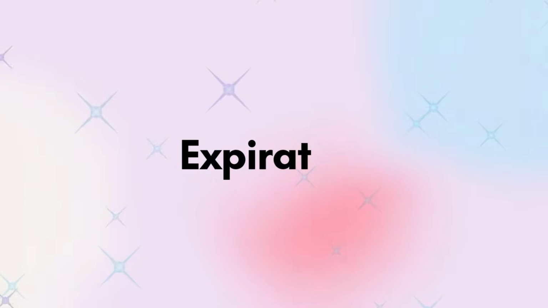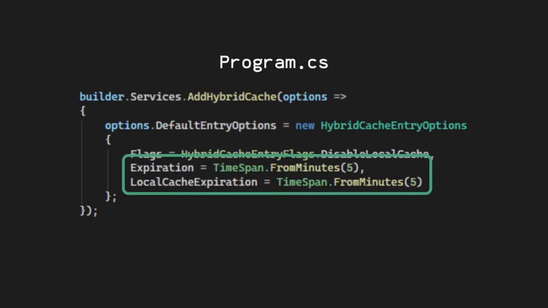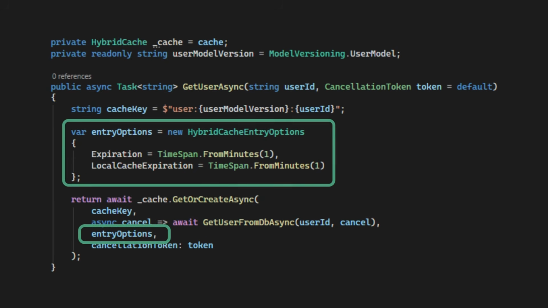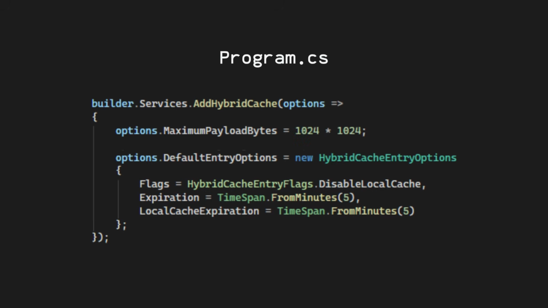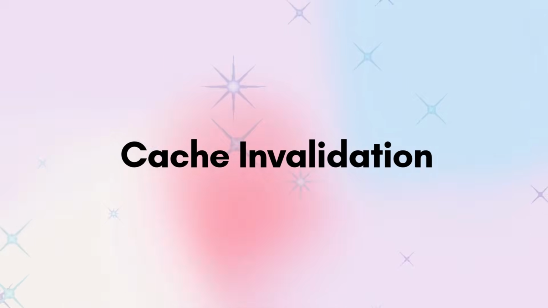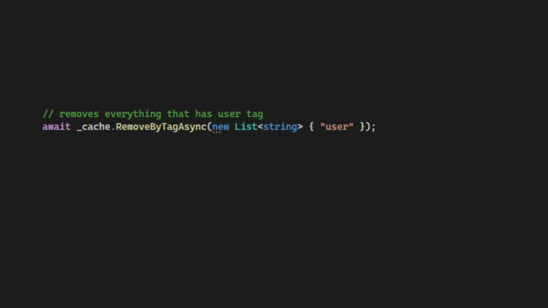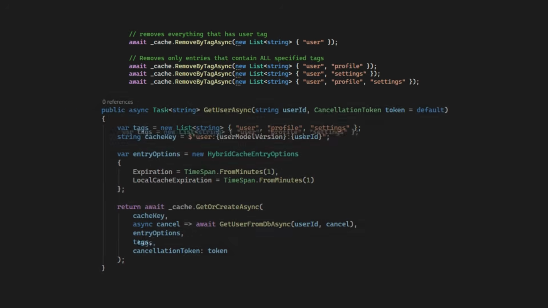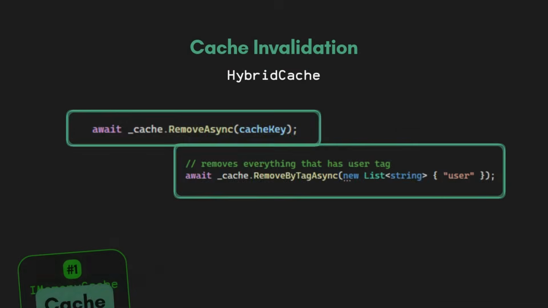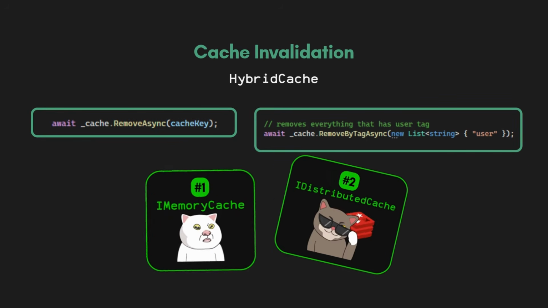What about expiration? Set it globally like this, or override per call. You can also tweak maximum size for cache entry and maximum characters for the cache key. How to do cache invalidation in hybrid cache? Use RemoveAsync or RemoveByTagAsync if you set some tags to a cache. And now the cache will be removed from both local memory and Redis.